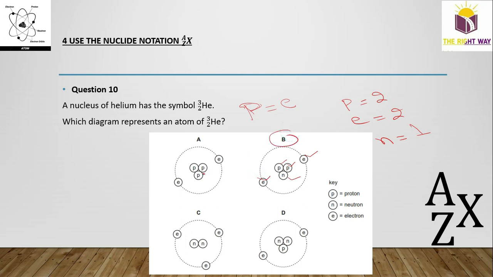Why is A not the right option? There is no neutron in it. Why is C not the right option? 3 electrons revolving. We have 2 electrons. Okay, 2 electrons. We could have 2 protons, not 2 neutrons. So, D is also your wrong option.